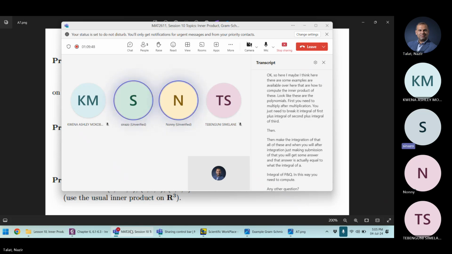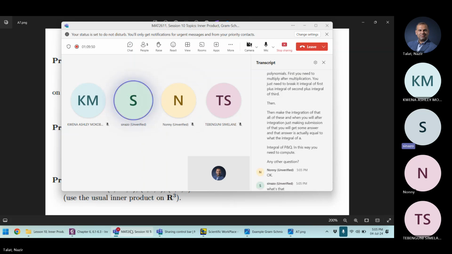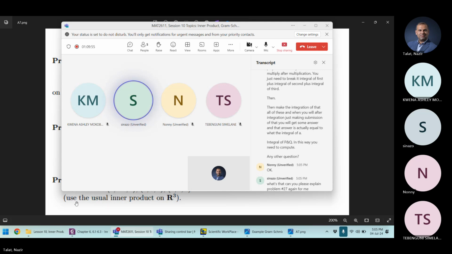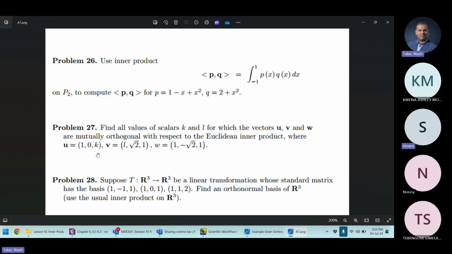Okay, sir, can you please explain problem number 27 again for me? Okay. Look, do you know what an orthogonal vector is? Orthogonal vectors are those vectors where when you multiply them, the answer is equal to 0.